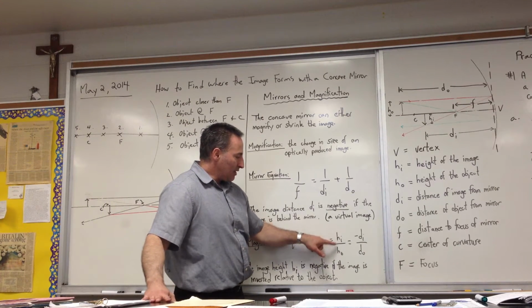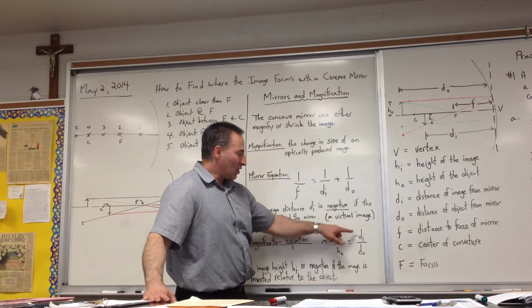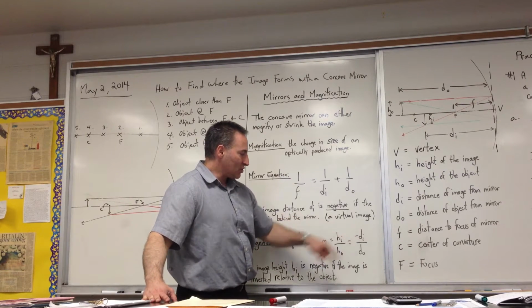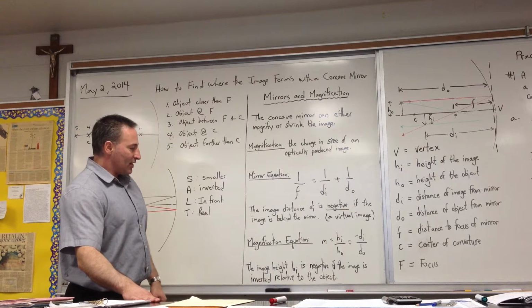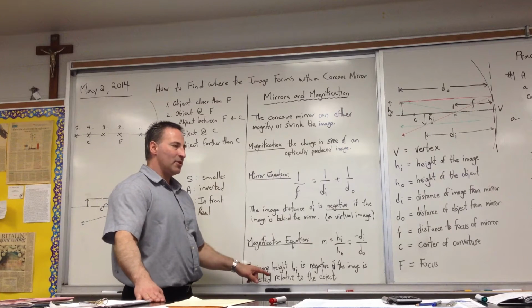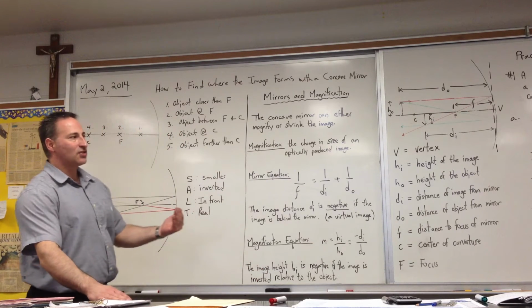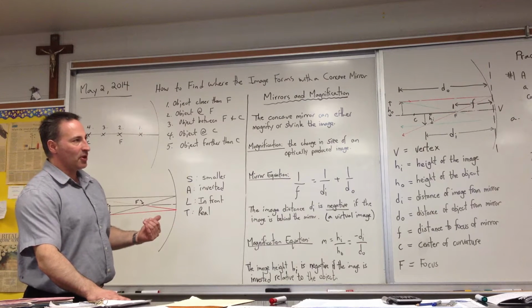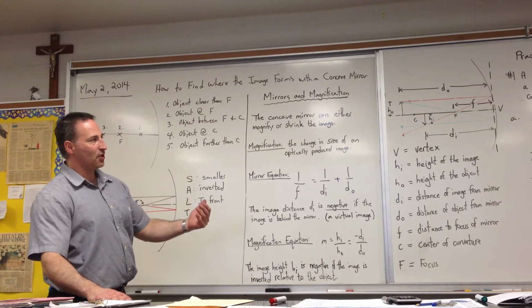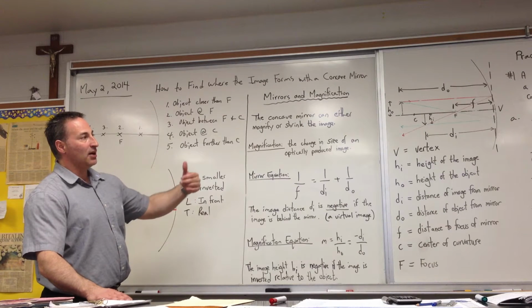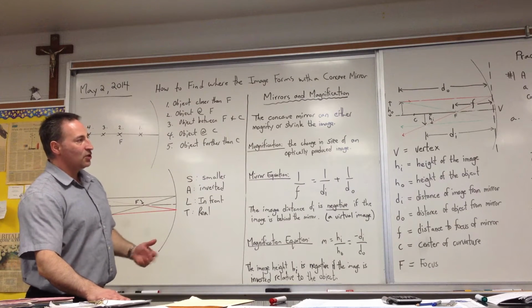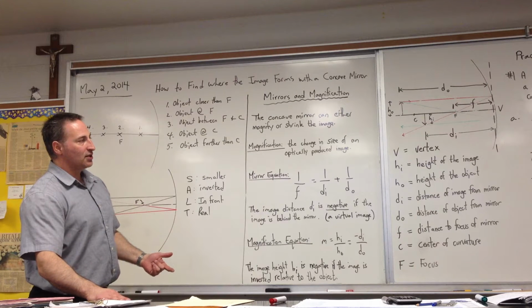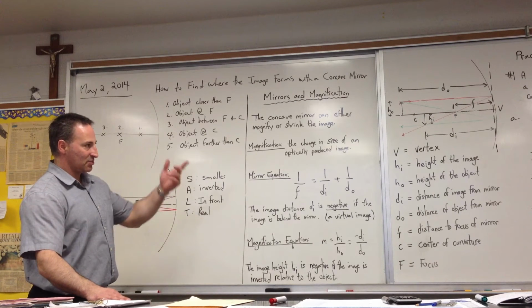Magnification is equal to the height of the image divided by the height of the object, which is also equal to the distance of the image over the distance of the object. The image height, hi, is negative if the image is inverted relative to the object. The image gets inverted when the object is further than the focus from the mirror. Normally when you put the object closer than the focus, you get a magnified image, but it's a virtual image, which means it appears behind the mirror. In all the other cases, you get an inverted image, which is under the principal axis as when we draw it.